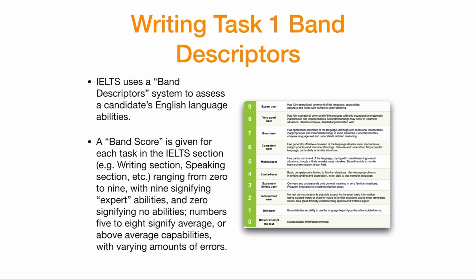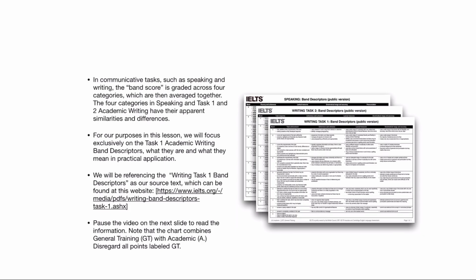IELTS uses a band descriptors system to assess a candidate's English language abilities. A band score is given for each task in the IELTS section, e.g. writing section, speaking section, etc., ranging from 0 to 9, with 9 signifying expert abilities and 0 signifying no abilities. Numbers 5 to 8 signify average or above average capabilities, with varying amounts of errors.